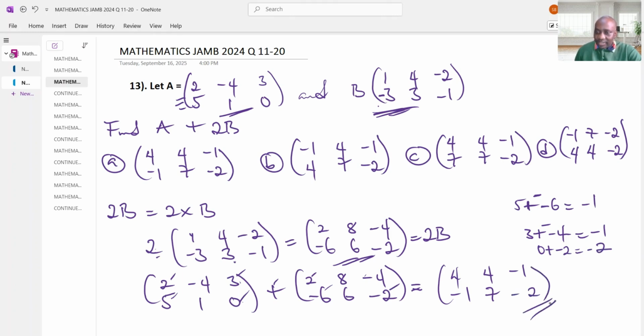Therefore, our final answer is this. Do we have the final answer? 4 minus 1, 4, 7, minus 1, minus 2. Our final answer is what? A. Let's move to the next question.